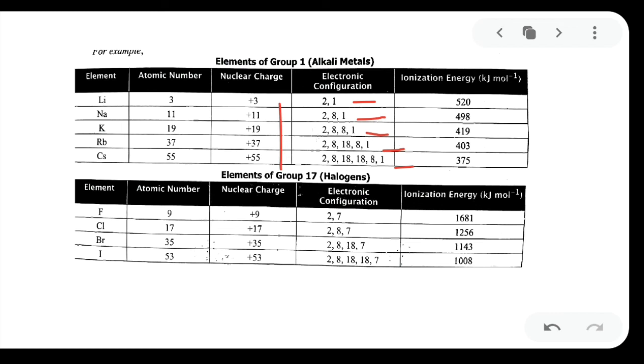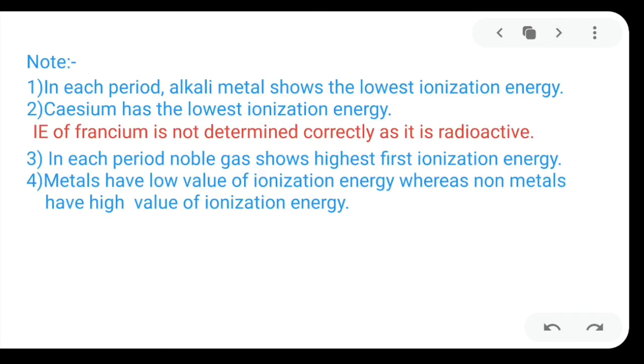As we know that atomic size is inversely proportional to the ionization energy, on moving down the group, what happens? On moving down the group, the ionization energy also decreases. You can see how it decreases while moving down the group. The same thing you can see in the case of group 17. Okay, I hope it is clear. Now let us remember a few important points.